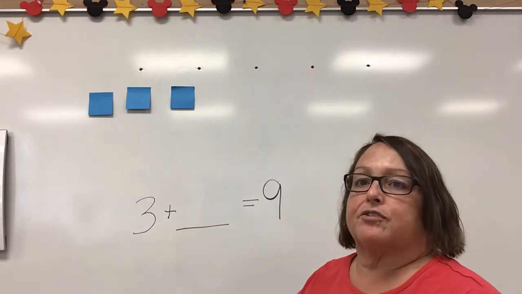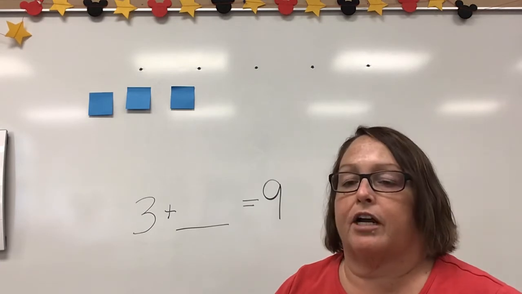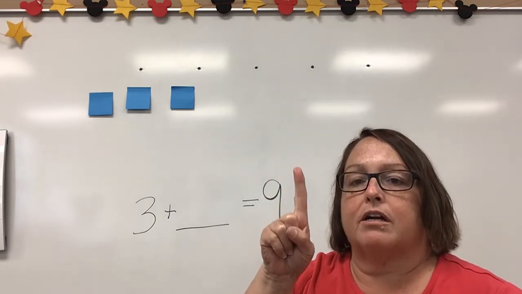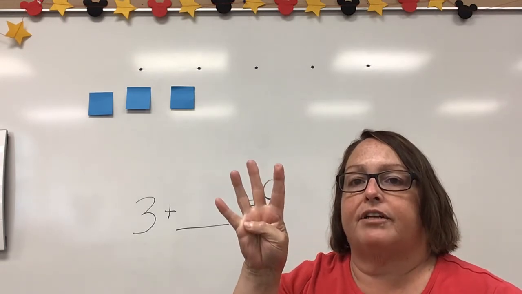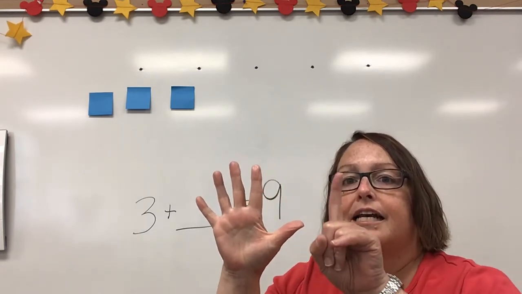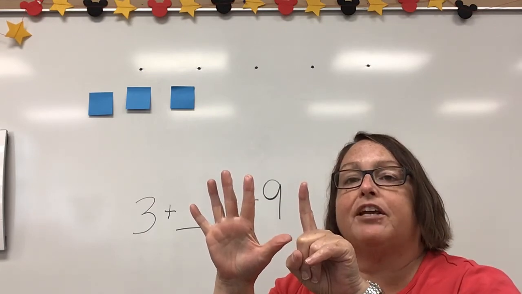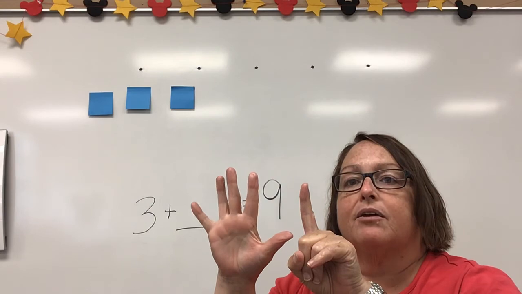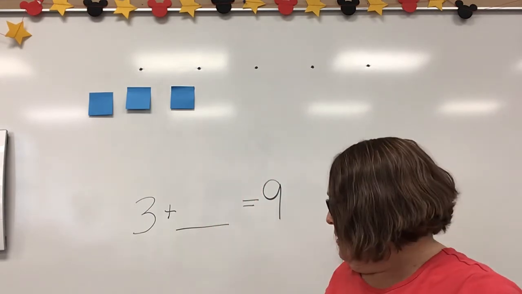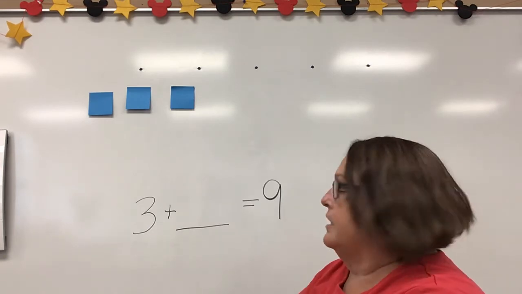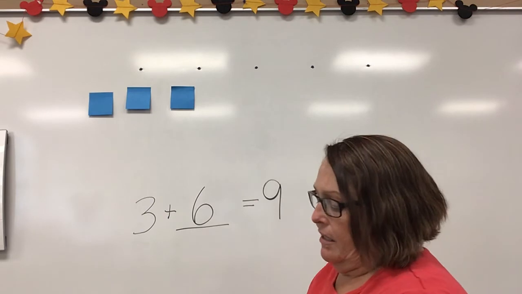Okay, so get your fingers ready. If I start with 3, don't put a finger up. 4, 5, 6, 7, 8, 9. Okay. How many fingers do I have up this time? 1, 2, 3, 4, 5, 6. So 3 plus 6 equals 9.